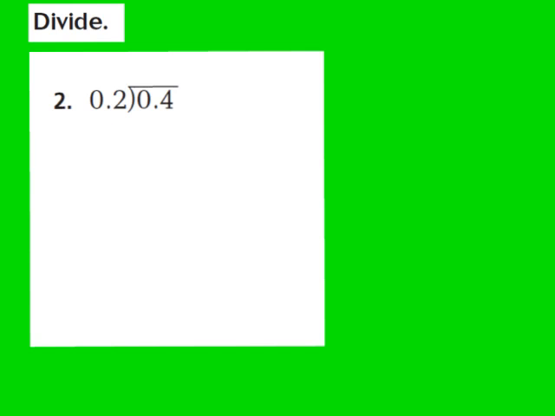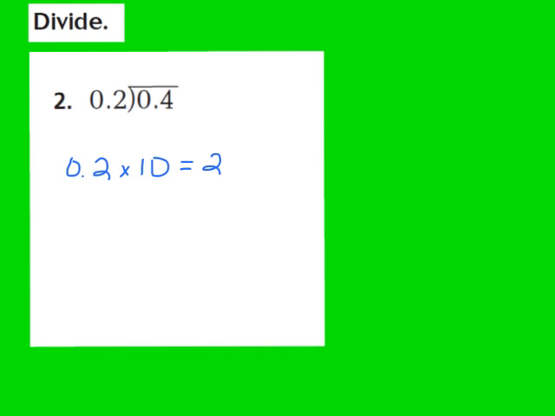Now, in order to turn 2/10 into a whole number, I'm going to take my 2/10 and multiply it by a power of 10. Well, what I know is, in order to turn 2/10 into a whole number, I simply have to multiply that by 10. Because when I multiply by 10, I can move the decimal one place to the right, and that's going to turn my 2/10 into a whole number. So 2/10 multiplied by 10 is going to give me the whole number 2.